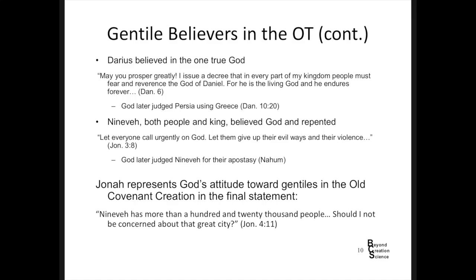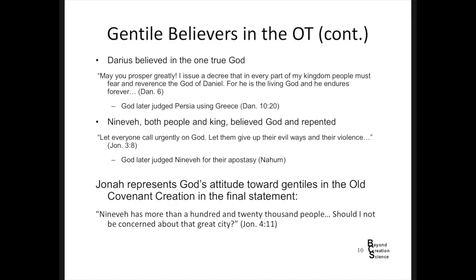Consider Nineveh, whose people and king believed God and repented. "Let everyone call urgently on God. Let them give up their evil ways and their violence." And of course, Jonah pouted when they believed God, and God turned his judgment away from Nineveh, the great city.